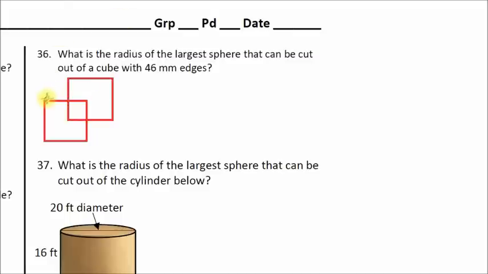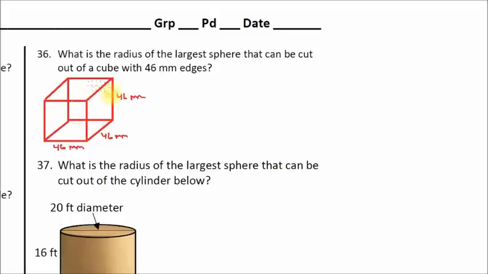Okay, so remember a cube is all squares, so every edge is the exact same length. And that means if they tell us that the edges are 46 millimeters, that means every one is 46 millimeters. We got length, we got width, and we got height. Now what I want you to picture in here is when it says what is the radius of the largest sphere, you got to picture for yourself, if I put a sphere inside this cube, how big can it be?